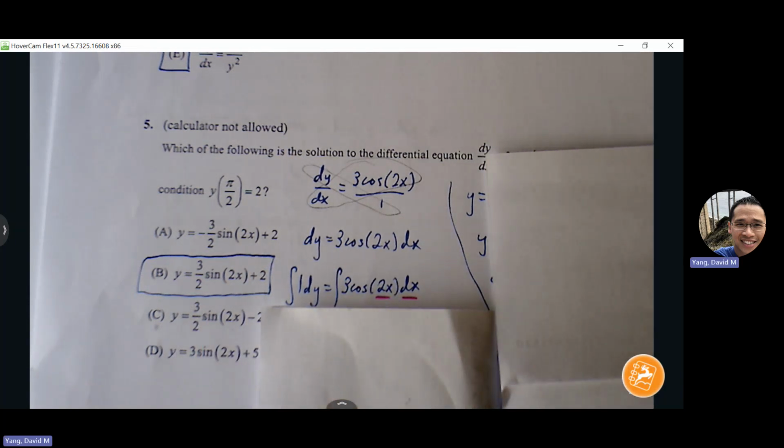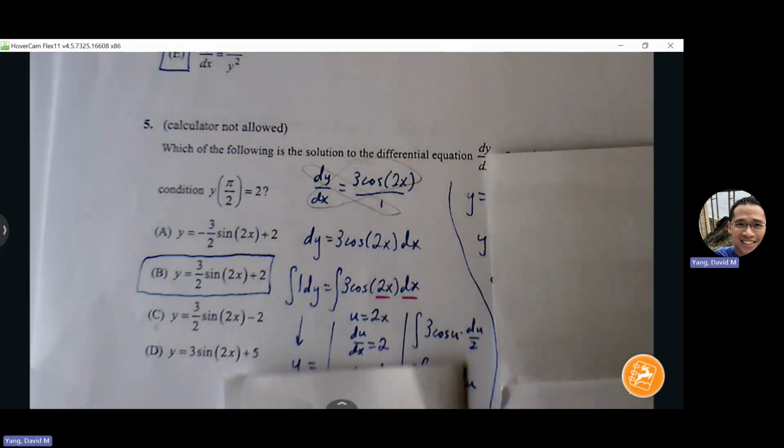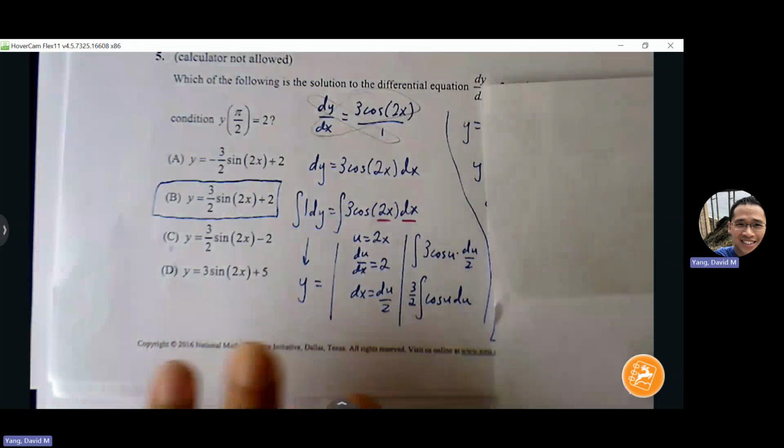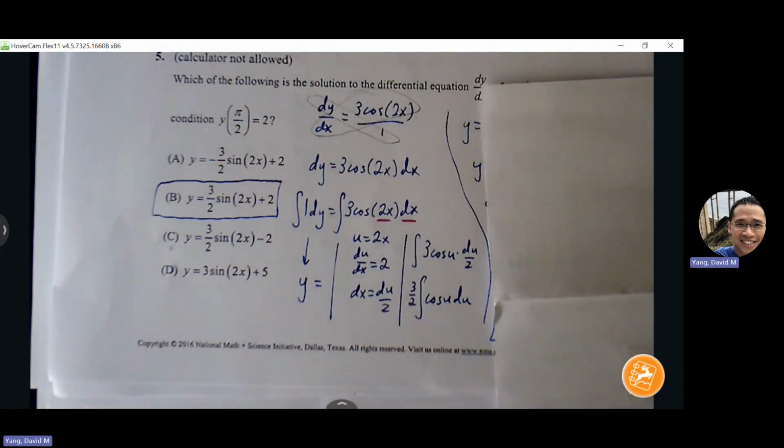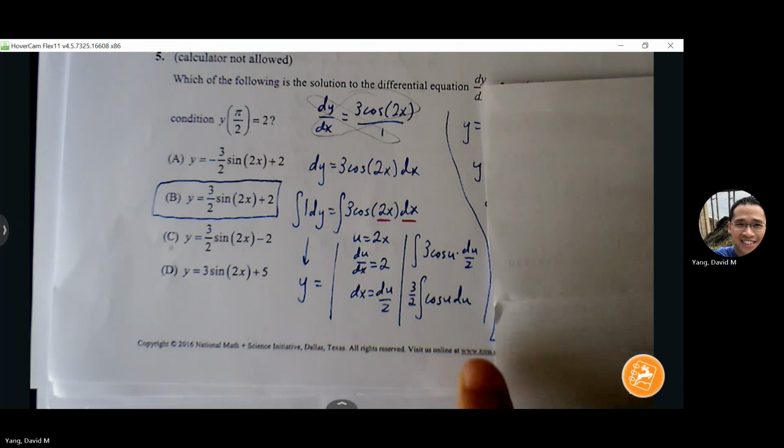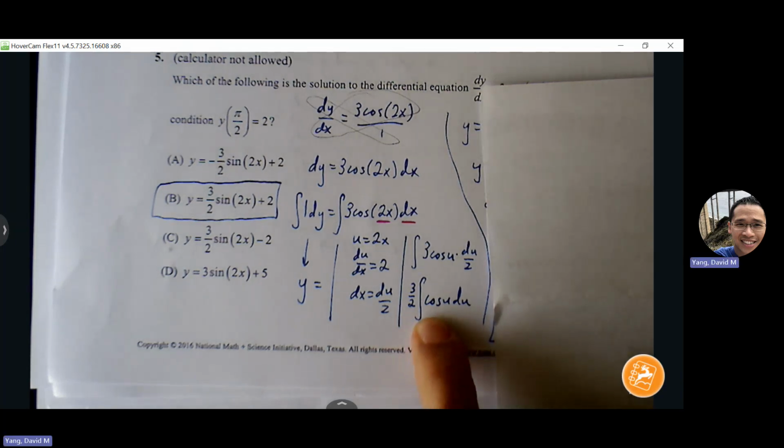U substitution, with the u value being 2x. So we go through u substitution. It'll produce eventually a 1/2 that's going to have to come out. And that 1/2 with the 3 will produce a 3/2. Right, because u is 2x, the derivative is 2, cross multiply, dx is du over 2. What's the integral of cosine?